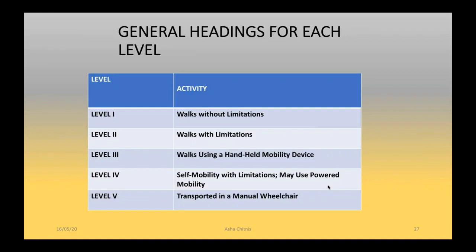Level 2 is he walks with limitations. That means he's going to require a crutch or some support in society. Level 3 is he's always going to be dependent on a mobility device. Today it could be a crutch, a walker, or eventually a wheelchair. And level 4 and level 5 are absolutely, totally dependent. They need to be categorized.